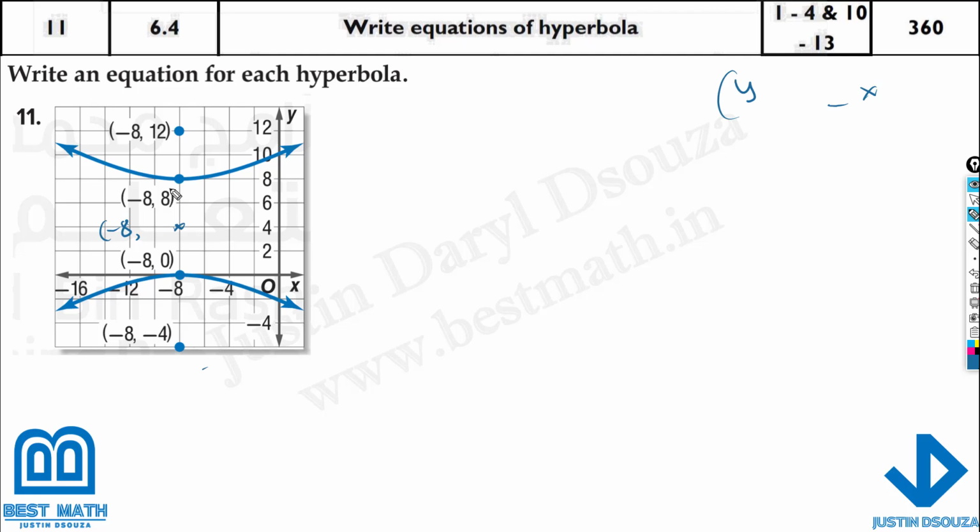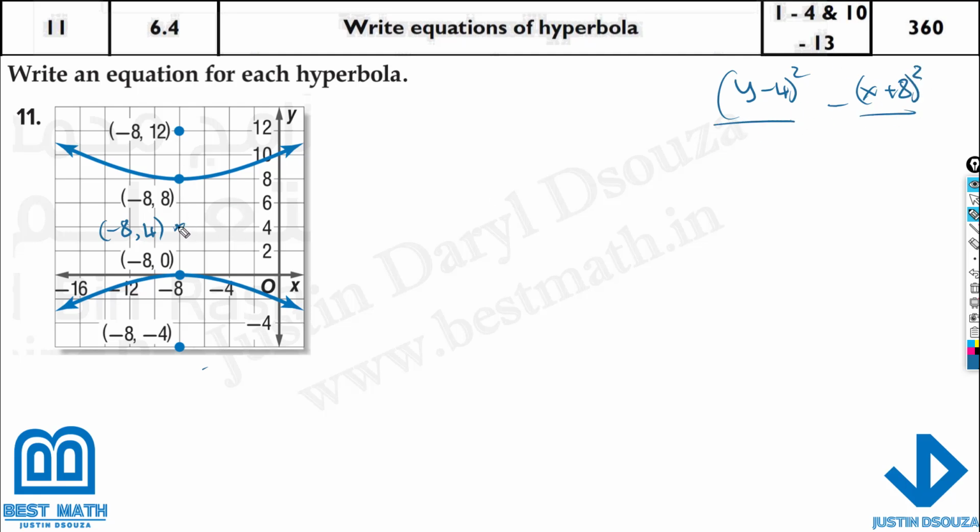Minus 8. What are the other two? 8 and 0. The midpoint of 8 and 0 is 4. 8 plus 0 is 8, divided by 2 will be 4. So here we go, the y value is 4. So it will be y minus 4 the whole square, minus x plus 8 the whole square. So we have found the top values.